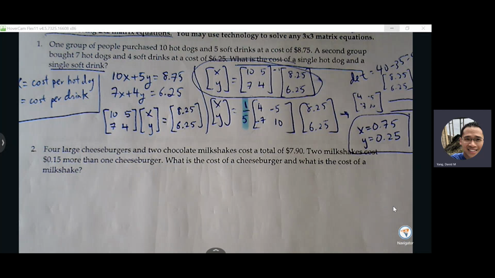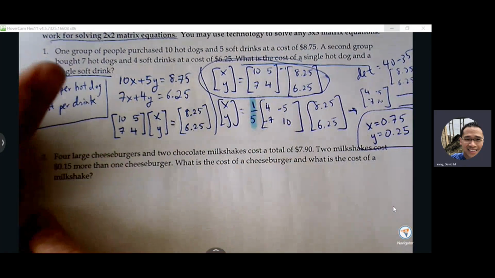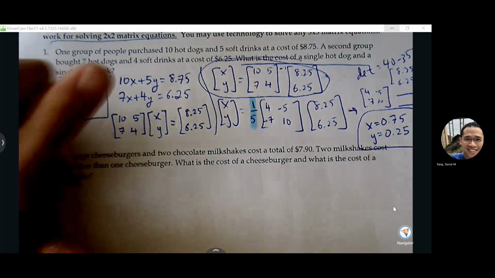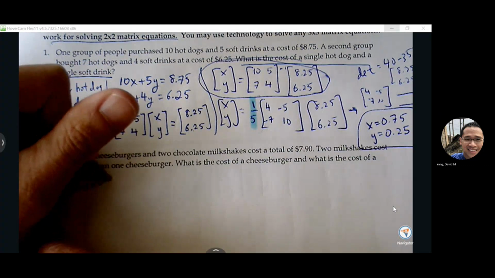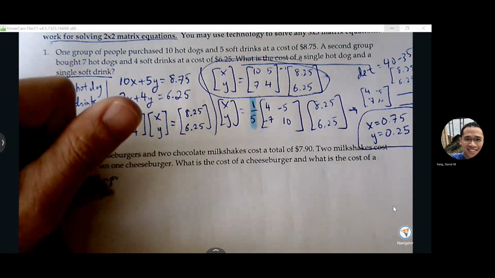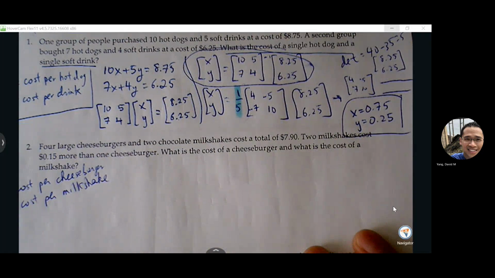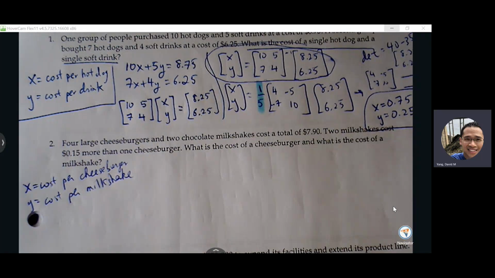Okay, number 2. 4 large cheeseburgers and 2 chocolate milkshakes cost a total of $7.90. 2 milkshakes cost 15 cents more than 1 cheeseburger. What is the cost of a cheeseburger and what is the cost of a milkshake? So we know what we're looking for. X is cost per cheeseburger, Y is cost per milkshake. The first equation is pretty straightforward. How can I build that? 4 large cheeseburgers and 2 milkshakes equals $7.90.